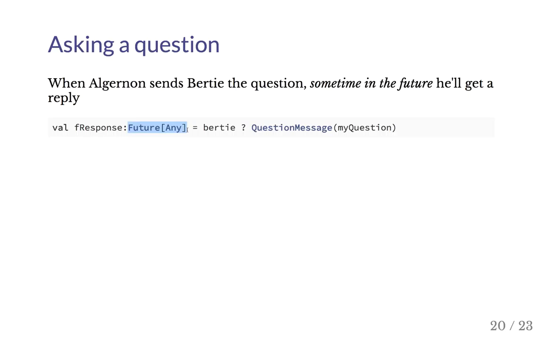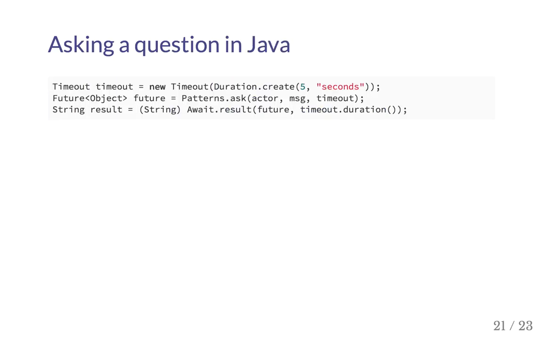When Algernon sends Bertie the question, sometime in the future he'll get a reply, but not right now. And we then want to do something when that comes back. In the Java version, we can do the same thing. So let's create a new timeout because we might want to throw an exception if a response doesn't come back in 5 seconds.